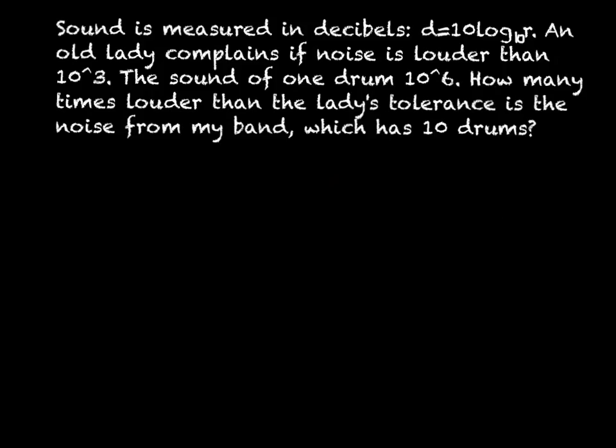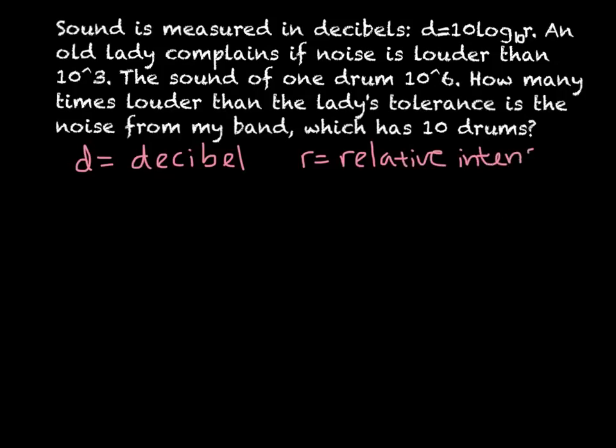Sound is measured in decibels, with d equals 10 times the log base 10 of r, and here we have d meaning the decibel measurement of sound, and r equals the relative intensity of sound. So an old lady complains if noise is louder than 10 to the third relative intensity. The sound of one drum has relative intensity 10 to the sixth. How many times louder than the lady's tolerance is the noise for my band, which has 10 drums?